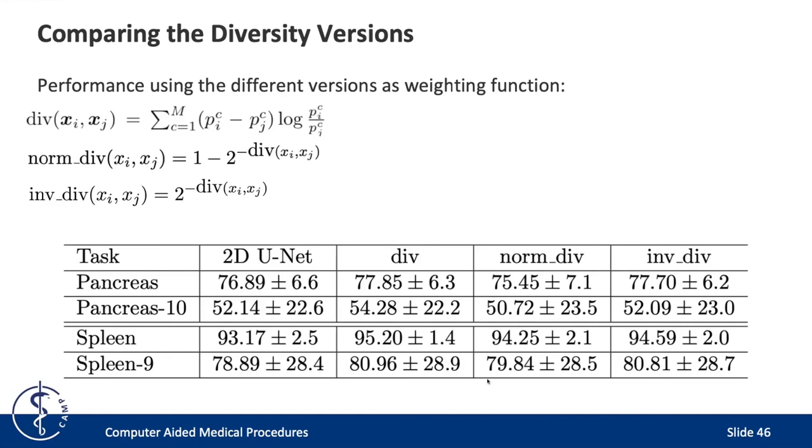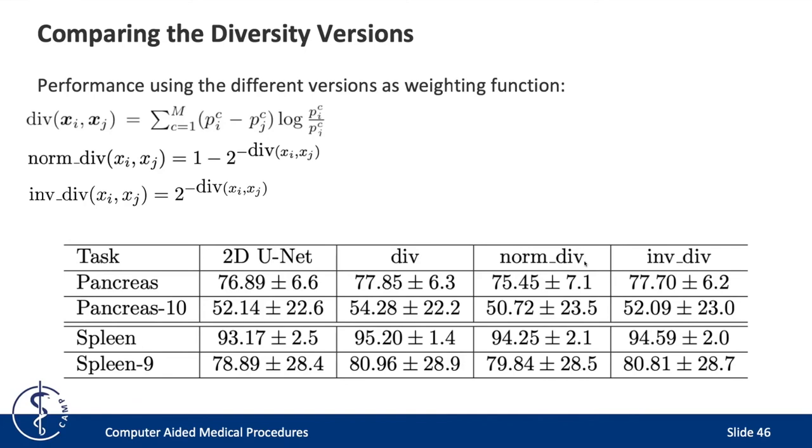For the spleen, we have something more or less similar. We have a slightly lower performance with spleen when we use the inverse of the diversity, but more or less similar. And also, when we have the spleen trained on the low data regime, we can see that there is no variation in the performance between the diversity and the inverse of the diversity.